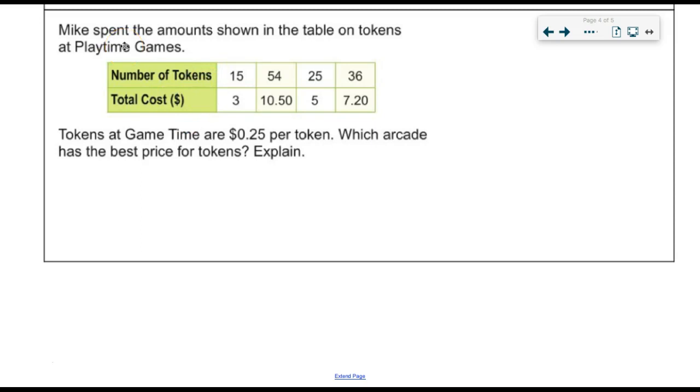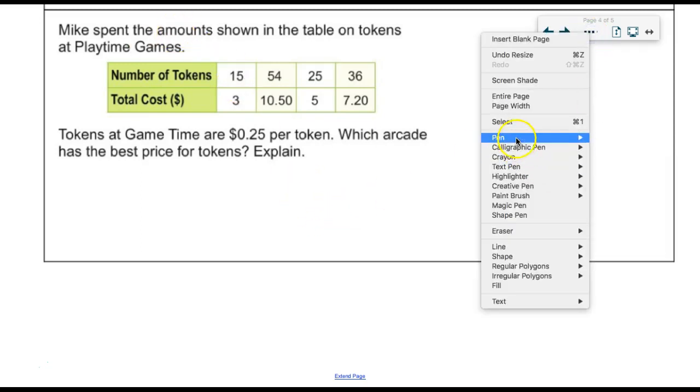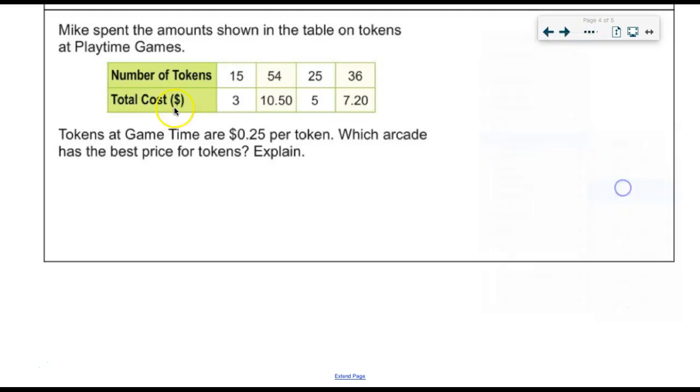Mike spent the amounts shown in the table on tokens at Playtime Games. So there's my table. 15 tokens were $3, 54 tokens are $10.50, 25 tokens are $5, and 36 tokens are $7.20. So the first thing I want to do is remind myself that number of tokens represents the X in the table, and total cost represents the Y in the table.